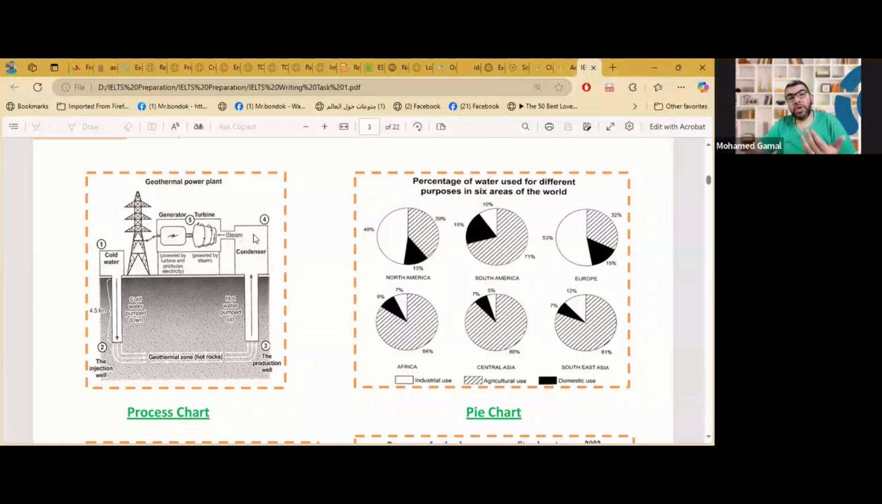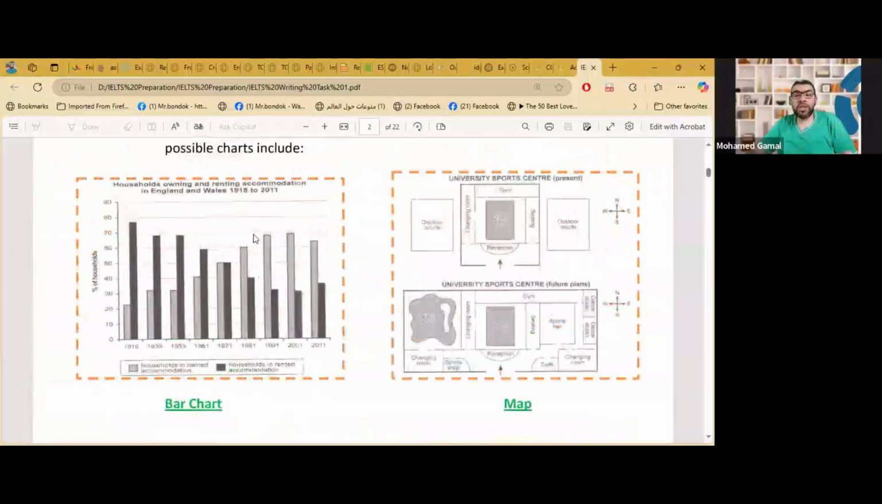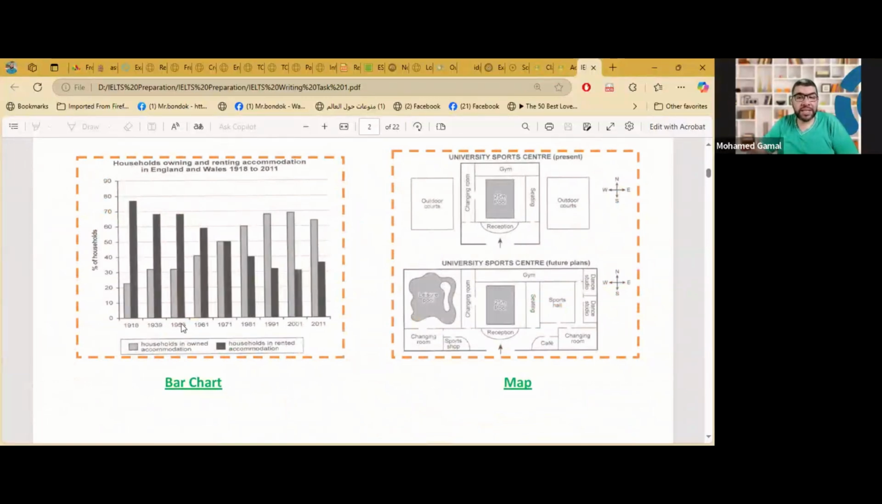On the other hand, when you deal with other charts, it's not like you go year by year, for example.